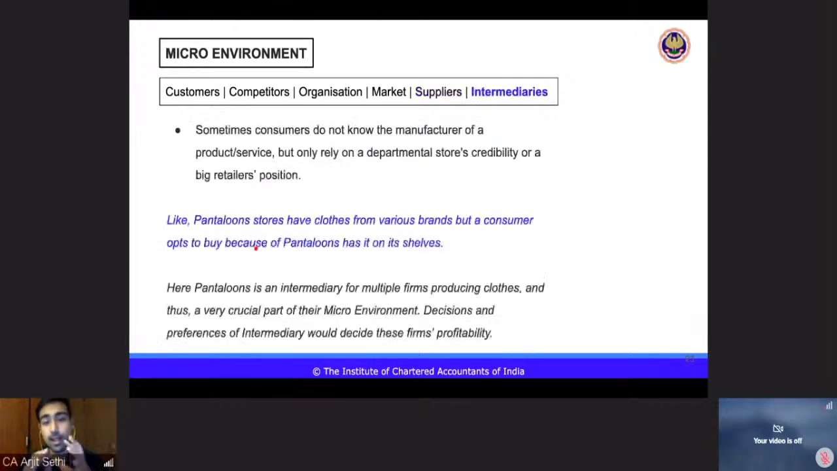A very important aspect is intermediaries. What are intermediaries? Intermediaries are organizations, different businesses, which are actually helping in selling that product. I'll give you a very good example. Most of you would have gone to a Pantaloons or a Big Bazaar, or to any of those big ones, like Westside or Pantaloons or Big Bazaar or Metro malls. What are these businesses actually doing?